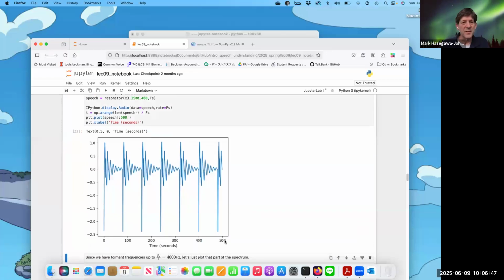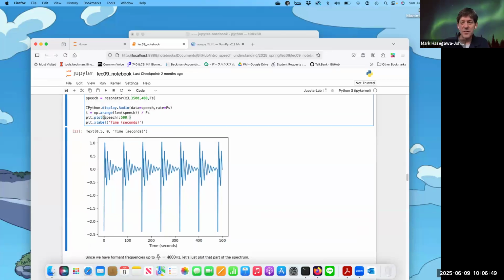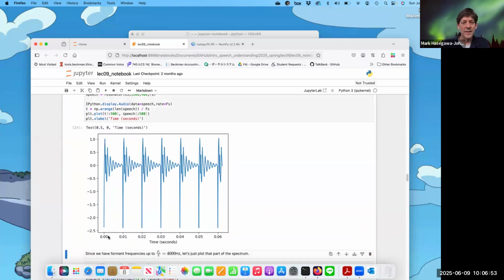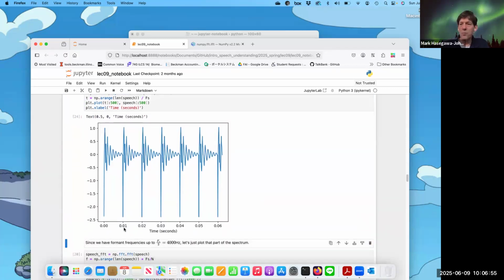Time in seconds is, oh, because I need to give it the axis. All right, there we go. The time in seconds, every 10 milliseconds, right? Every 10 milliseconds, we get an impulse, the glottis closes, and that closing glottis excites the resonances of the vocal tract, right? Here's what the speech signal looks like in the time domain.